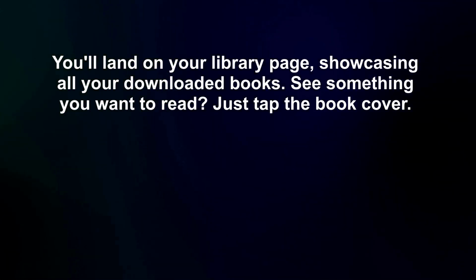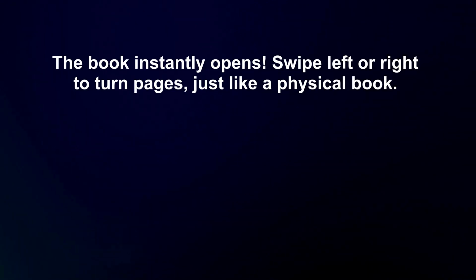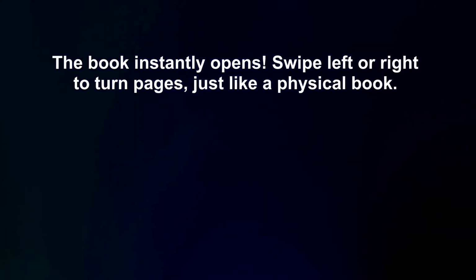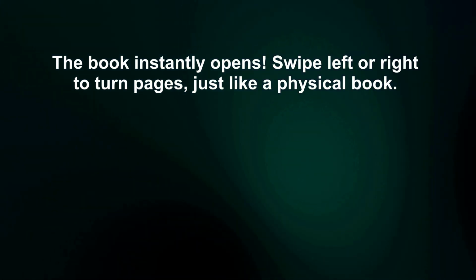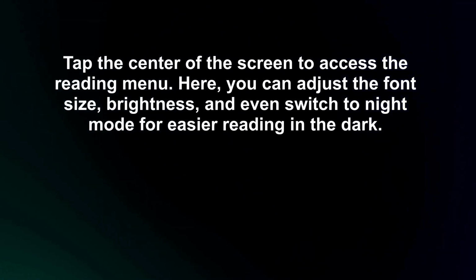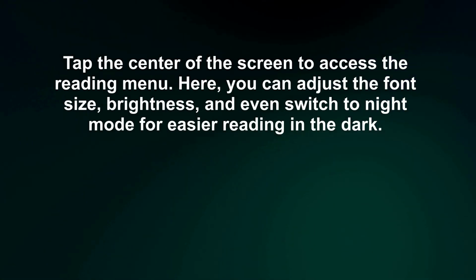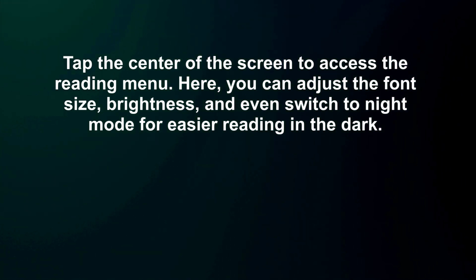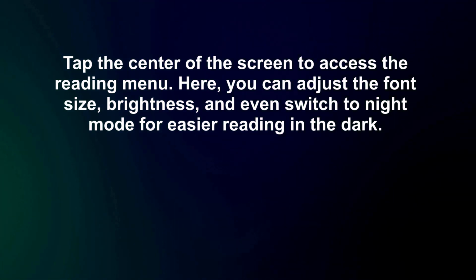See something you want to read? Just tap the book cover. The book instantly opens. Swipe left or right to turn pages, just like a physical book. Tap the center of the screen to access the reading menu. Here, you can adjust the font size, brightness, and even switch to night mode for easier reading in the dark.